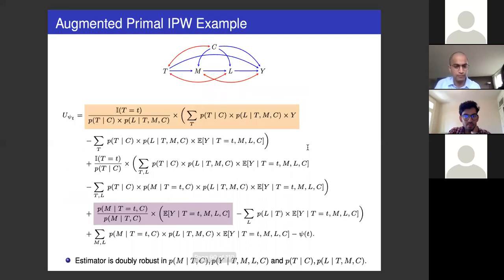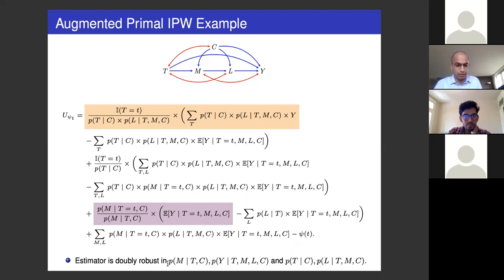Okay, so to make things more concrete, the non-parametric influence function for the target parameter for this graph is given as follows. Again, it's just mechanically derived using the theorems in the paper. However, what's really important to note is that highlighted in orange here is the primal IPW, and highlighted in purple is the dual IPW. So it's interesting, and probably intuitive, that these two estimators appear independently in the non-parametric influence function. And this will always happen when the treatment is p-fixable.